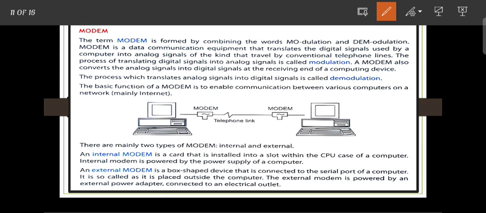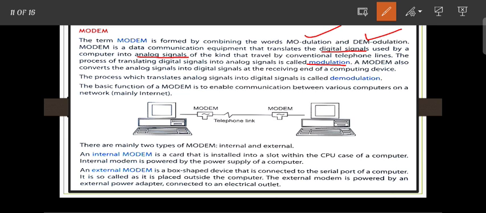The term modem is formed by combining the words modulation and demodulation. A modem is a data communication equipment that translates the digital signal used by a computer into an analog signal, of the kind that travels conventional telephone lines. The process of translating digital signals into analog signals is called modulation. So modulation means it converts the digital signals into analog signals.